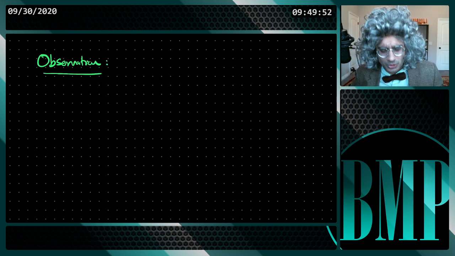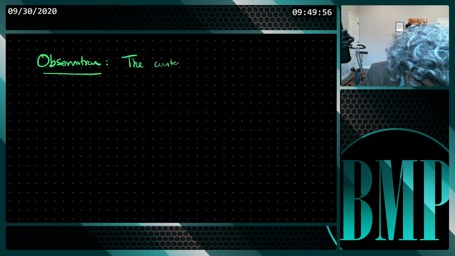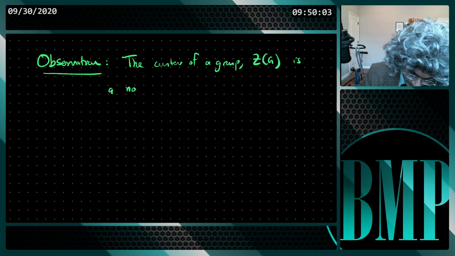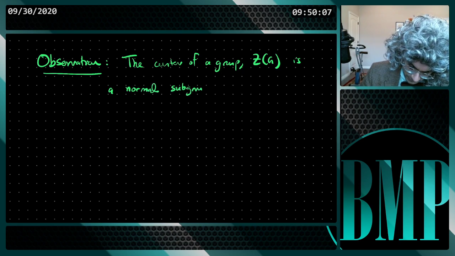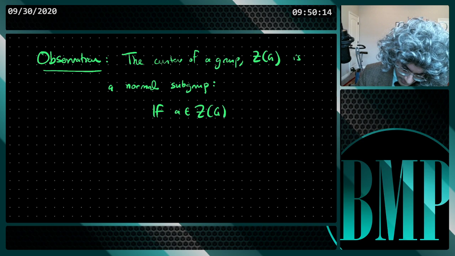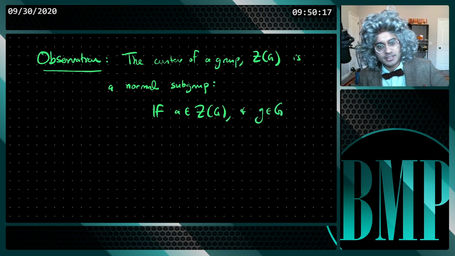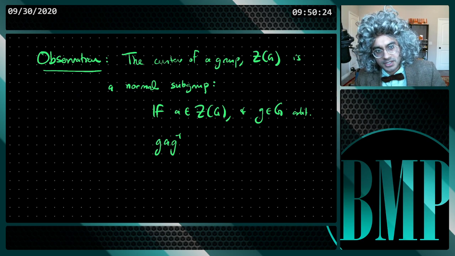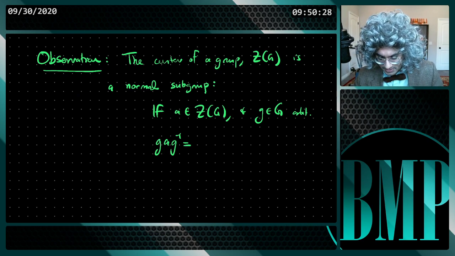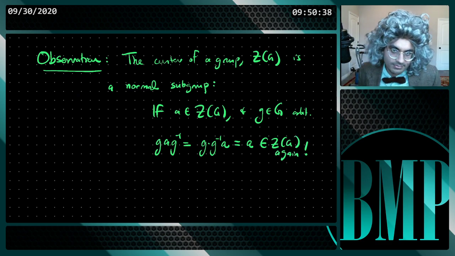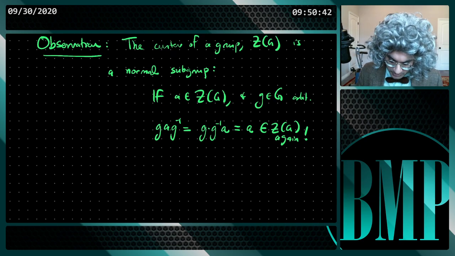The center is a normal subgroup, folks. The center of a group is a normal subgroup. This is super general. This is so obvious. Look, if you have an element in the center, and if g is an arbitrary element, then of course conjugation remains again in the center. Okay, so the center is a normal subgroup, folks.